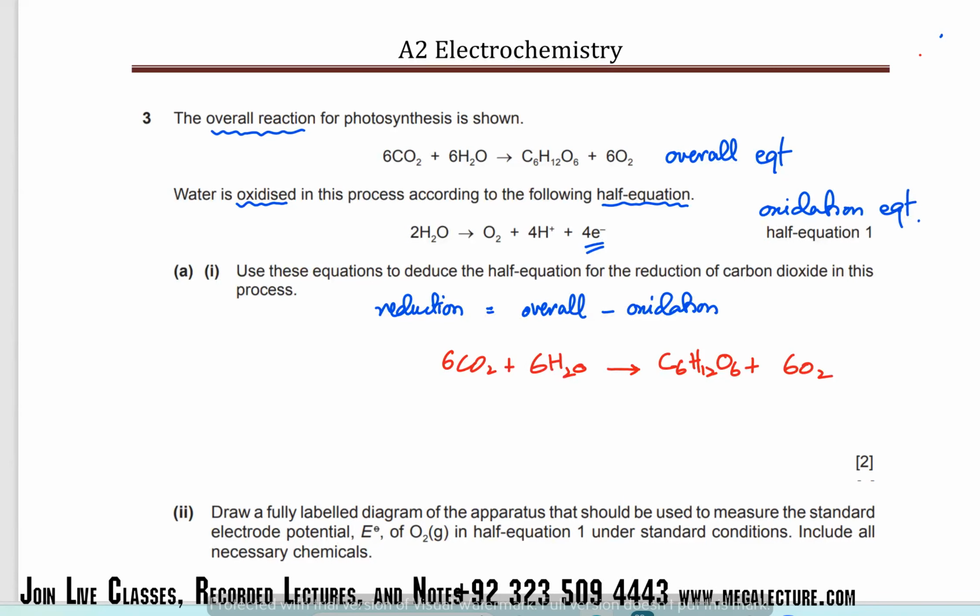अच्छा, इसमें से what do I need to subtract? I need to subtract, this is my overall equation, so I need to subtract my oxidation equation, जो कि क्या है? That's 2 water molecules. And the product is what? O2 plus what? 4H plus 1 plus 4 electrons, right? ठीक है, तो ये मैंने करना है. Overall equation में से I'm going to subtract my oxidation equation.